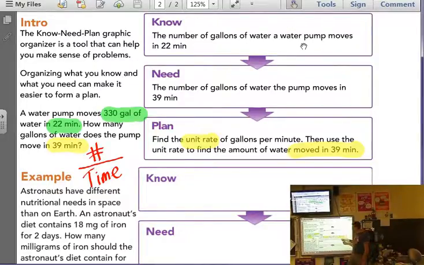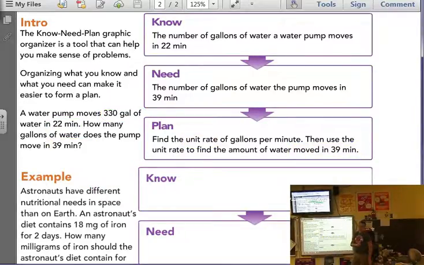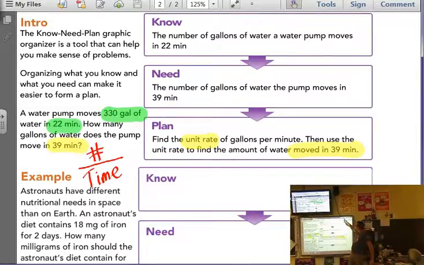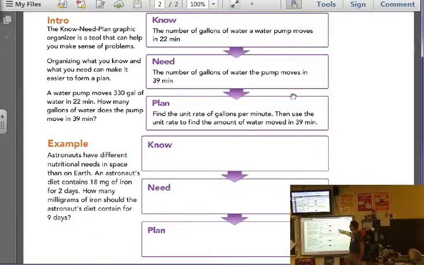So first thing we do is find out the unit rate of gallons per minute. And since I want 1 minute, then I'll be able to multiply with it. So off to the side here, set up your gallons divided by your minutes. So we're going to have 330 gallons divided by 22 minutes.